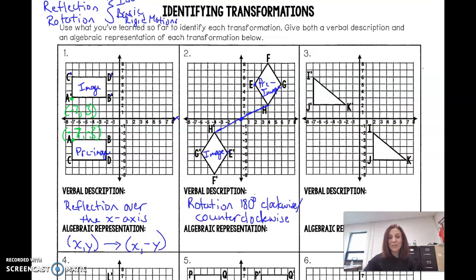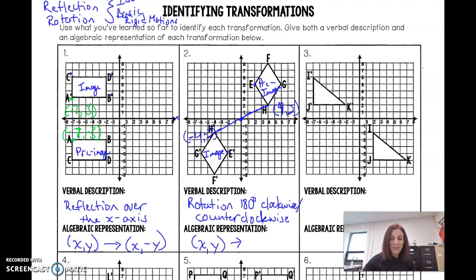Okay, and the reason it can be either is because it doesn't matter which way you go. You're going to spin that around, turn it 180 degrees. So our coordinate notation right here: this H is at the point (4, 2). And this one is at the point (-4, -2).